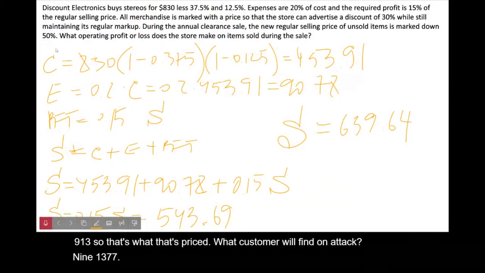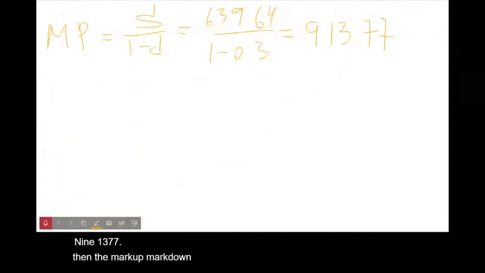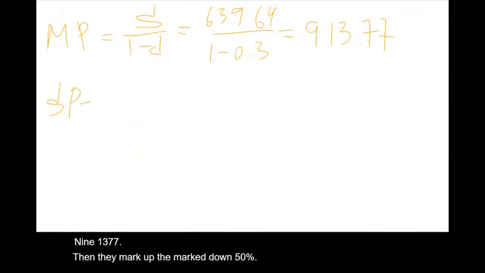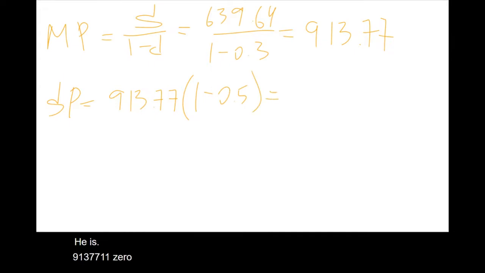Then they mark down 50%. So SP is 913.77 times (1 minus 0.5), which is 456.89. That is 913.77 times 0.5. Yeah.